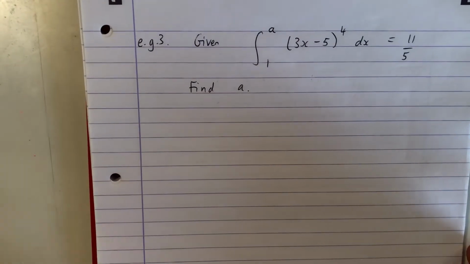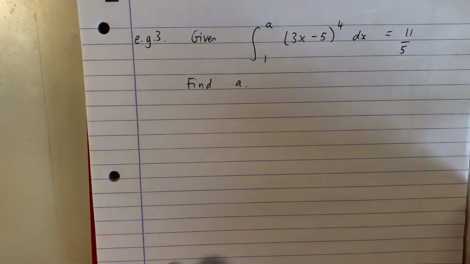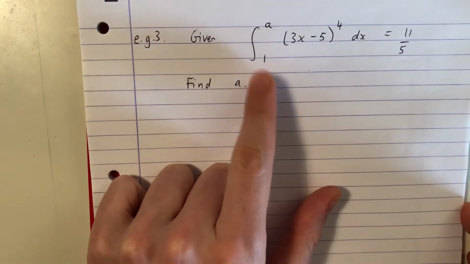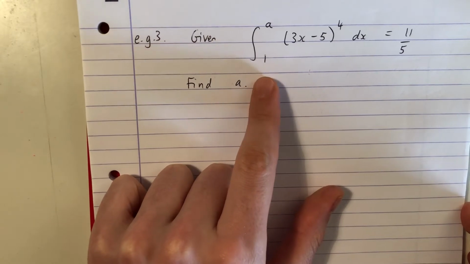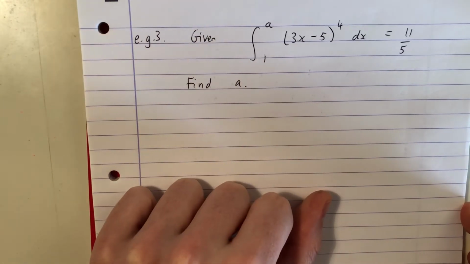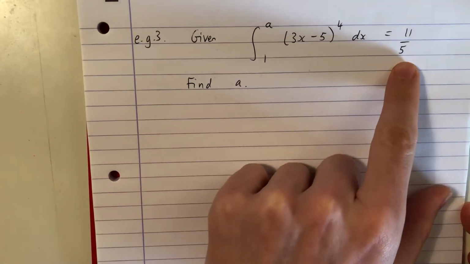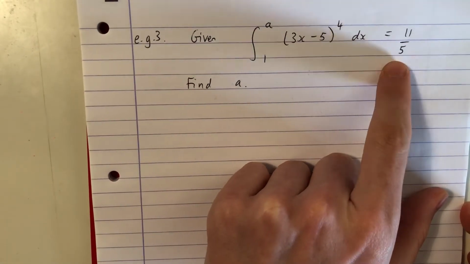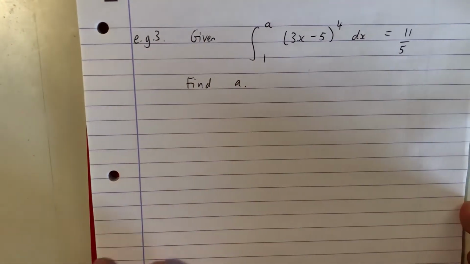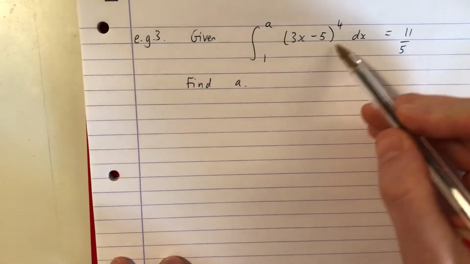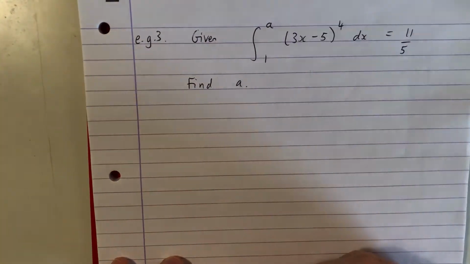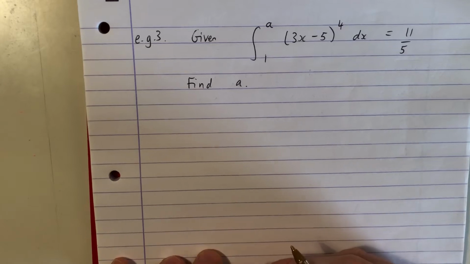Example number 3. I think there's one more. This is called definite integration, when you've got limits. And we have to find one of those limits. So they've given us the answer, and we have to work backwards. So, if we just want to integrate this function, what would our guess have to be?